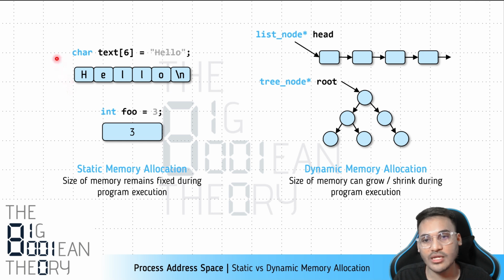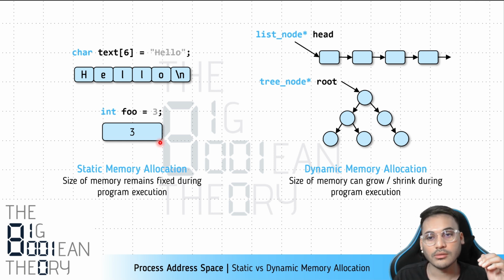So let's say there is a character array called text, and it is of 6 bytes, right? And it contains the string hello. So as you can see, its size is 6 bytes, and since it's statically allocated, its size will not change during the entire duration of the program. Other examples are primitive data types like integer, float, bool. All of these are statically allocated.